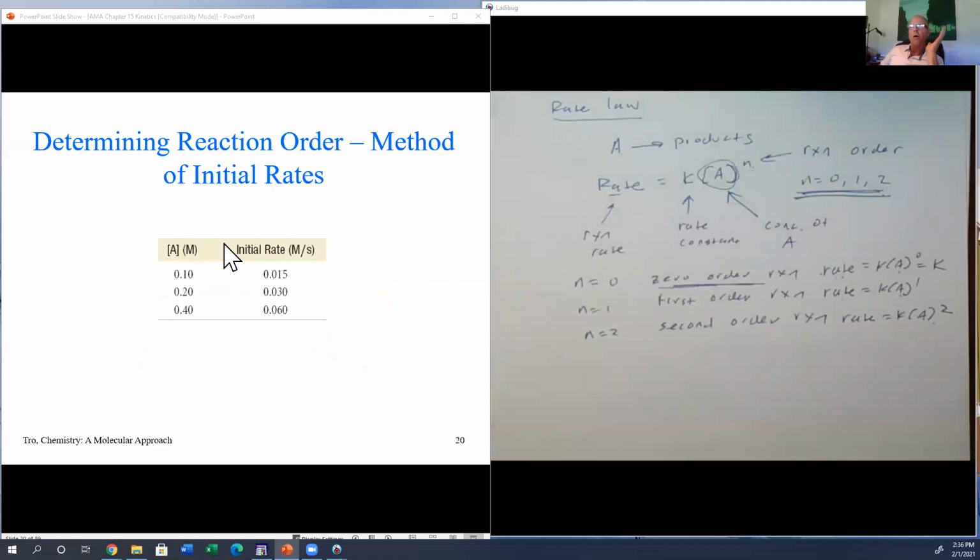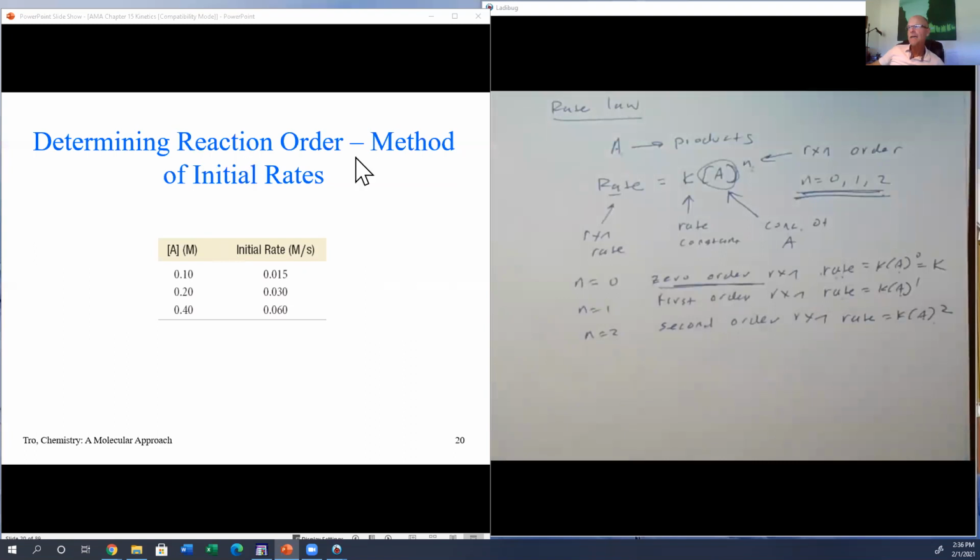So one of the first questions we want to ask a reaction: now that we've learned how to define the rate, we want to ask a reaction, hey, what order are you? Are you zero order? Are you first order? Are you second order? I want to understand you. Because that's key to understanding how the rate depends on concentration. So if you want to control the rate, the first thing you're going to ask a reaction is, hey, what order are you? So how can you determine that?